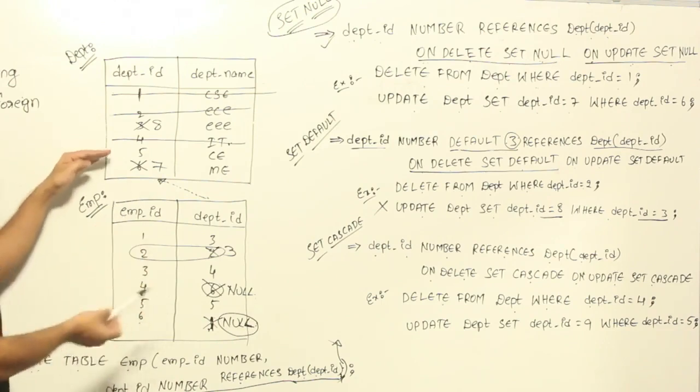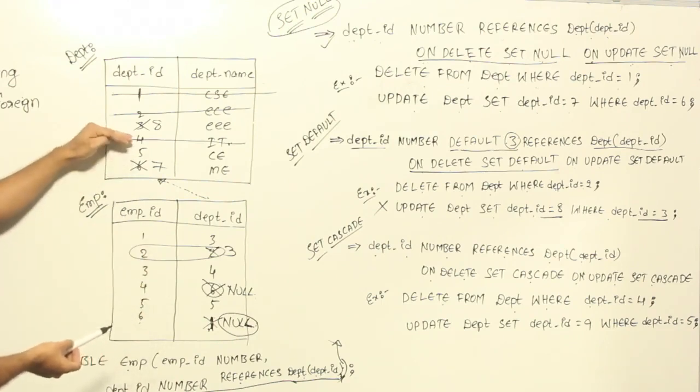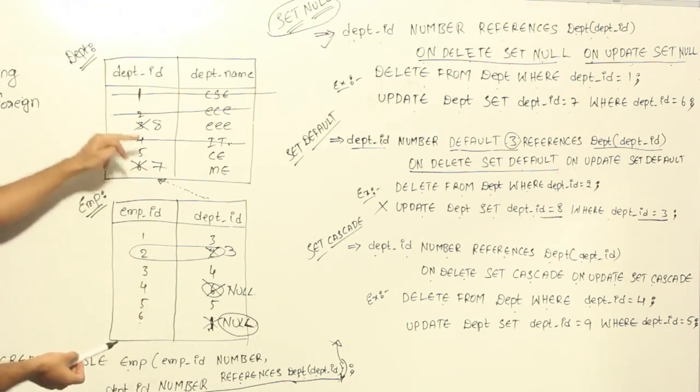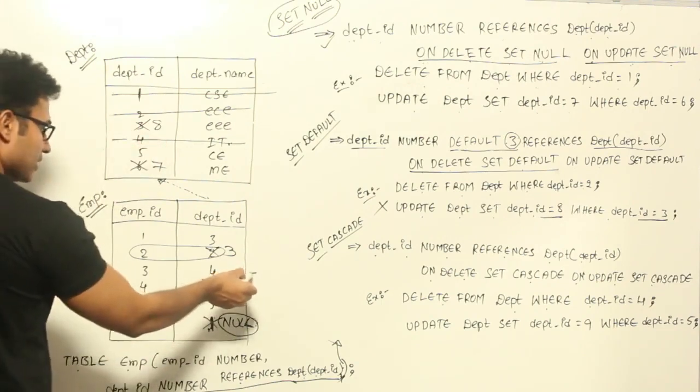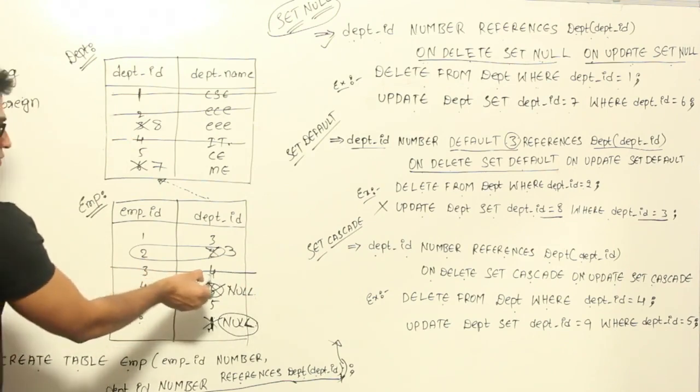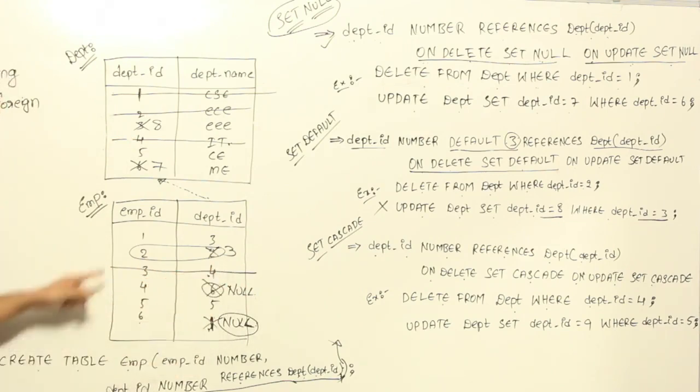So that is called cascading. So if you delete it here, all the employees who are depending on this department should also be deleted, which means the action taken here will be that the employees who are present in department number 4 will be deleted.